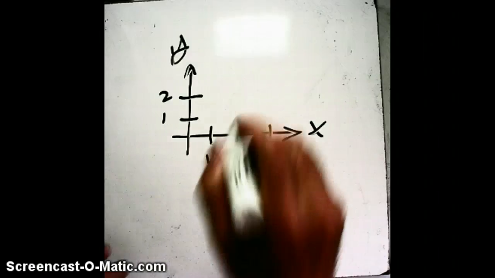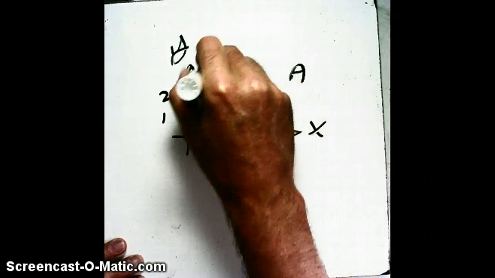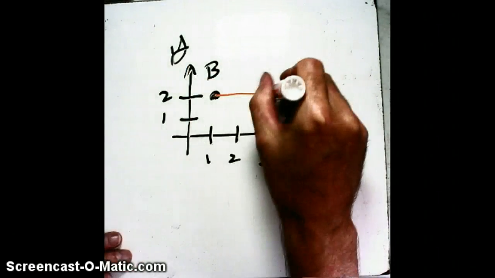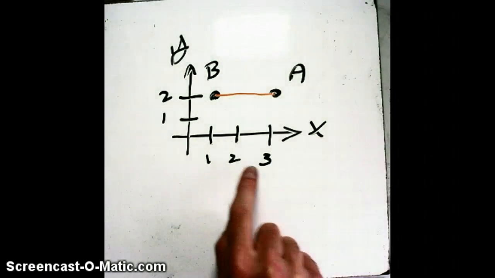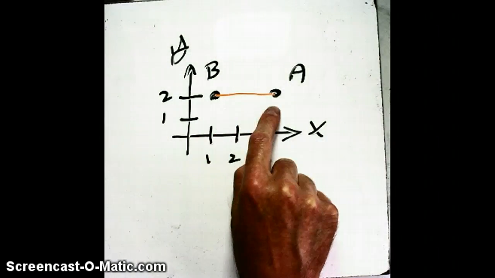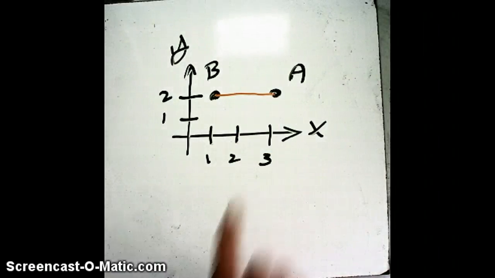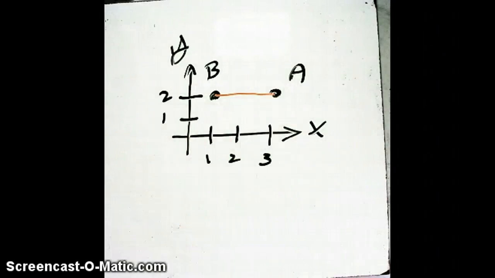Distance. So here's point A again, and here's point B. What's the distance between them? What is the length of this orange line? Well, it's pretty easy. I'll go from 1 to 3, so it's 2 units long. I could subtract its x-coordinates. Here the x-coordinate was 3. Here the x-coordinate is 1. And I could do that. That would be a way to find the distance between those 2 points.